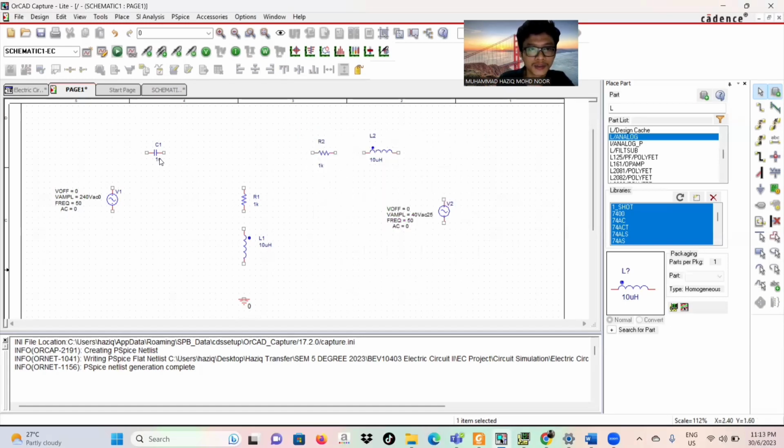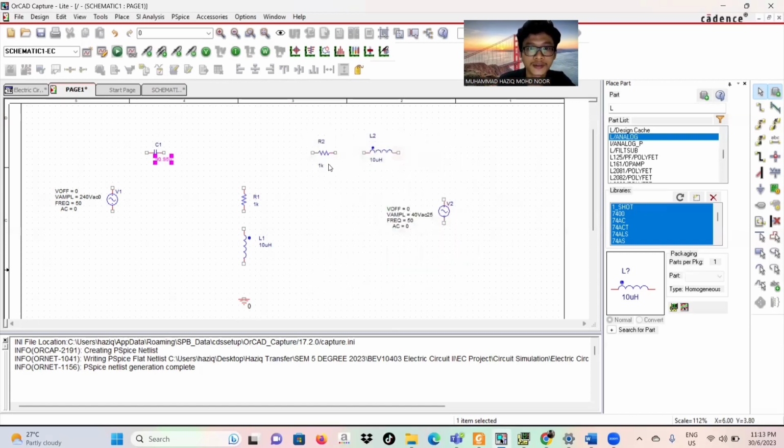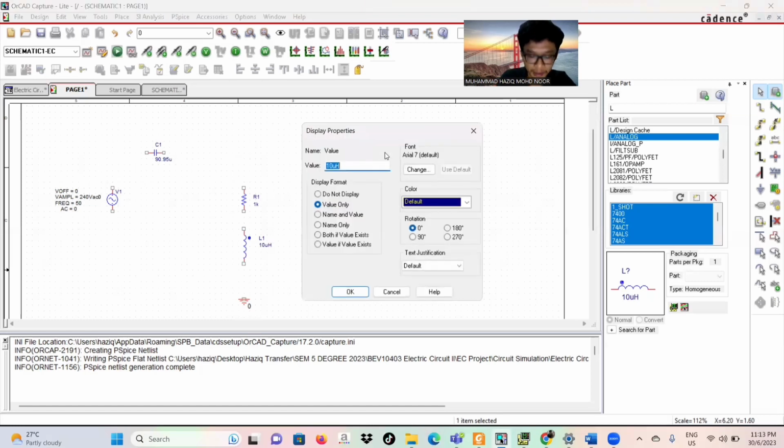Now we label the capacitor, but we do not input the value for imaginary. We just convert it into a component value. So the value for the capacitor component is 90.95 microfarad over here. My friend will explain in the next session how we convert the imaginary value to a component value.